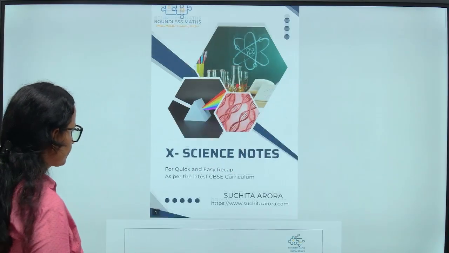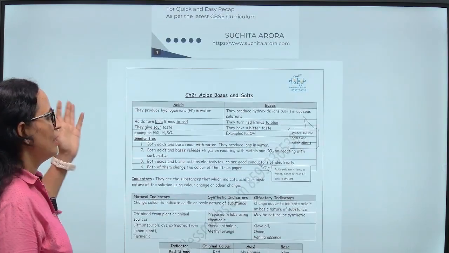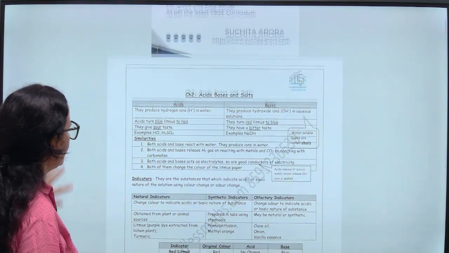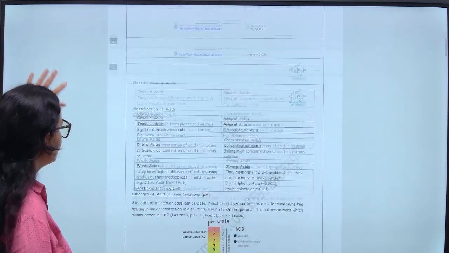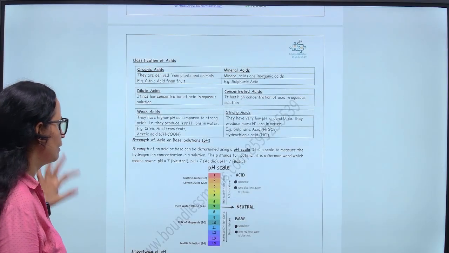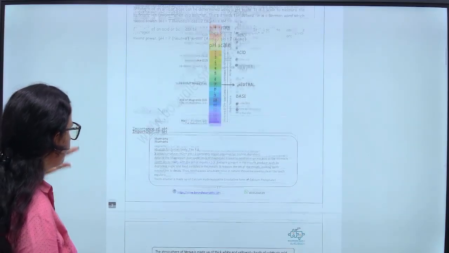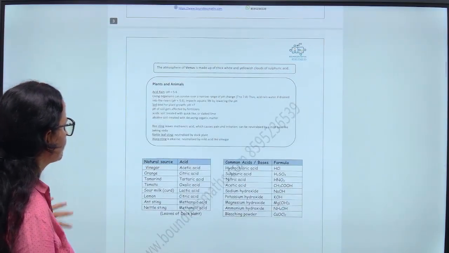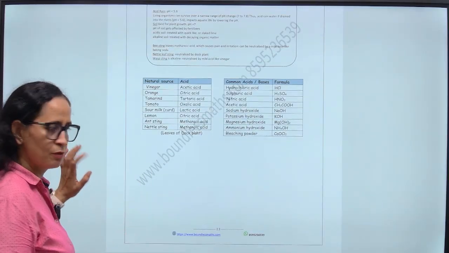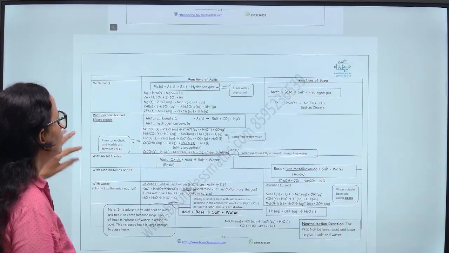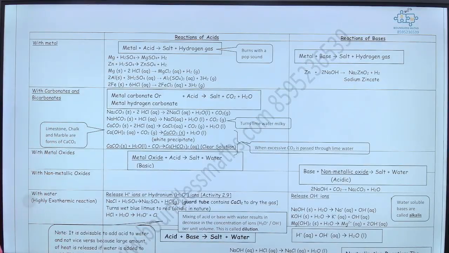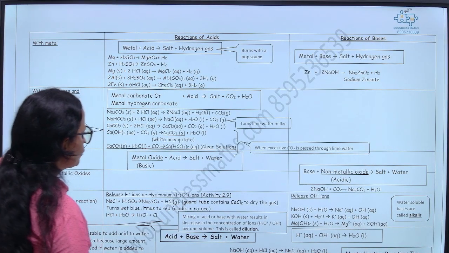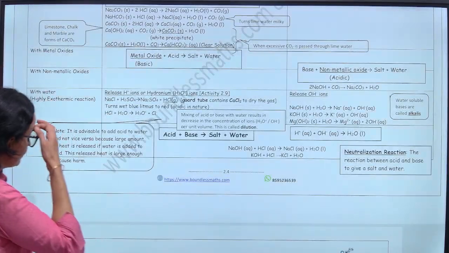If you have not watched the previous video on acids and bases, do watch that video and then continue here for the salts part of this chapter. So let's get started. We have already seen the similarities and differences between acids and bases, what indicators are, the different types of indicators, how acids and bases behave with these indicators, classification of acids based on different criteria, what the pH scale is and the importance of pH for humans, plants and animals, and some commonly used formulas. We have also gone through the reactions of acids and bases with metals, carbonates, metal oxides and non-metallic oxides. All these reactions are in the previous video, so just watch it if you are not clear with any of these things so far.